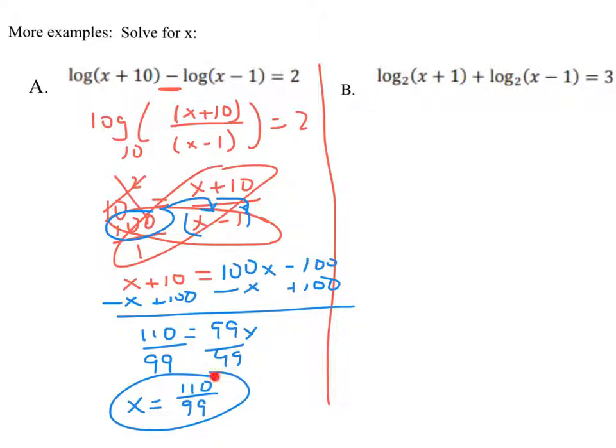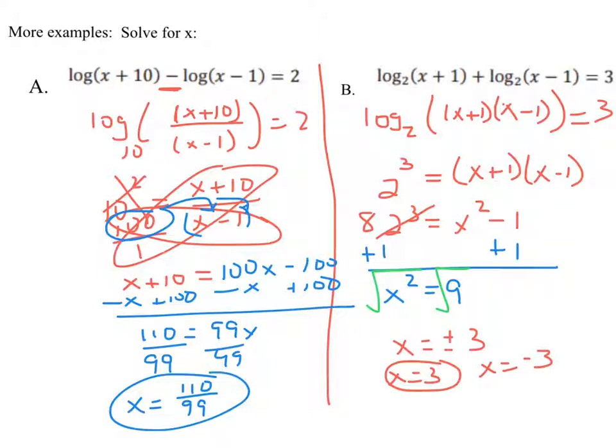Now, 110 divided by 99 is a little bigger than 1, so if I add 1 onto 10, that's bigger than 0. And if I do a little over 1 minus 1, that's bigger than 0, so we are good. The answer is good. All right, pause the video. I want you to try this one right here, B, and then come on back and check your answer versus mine.